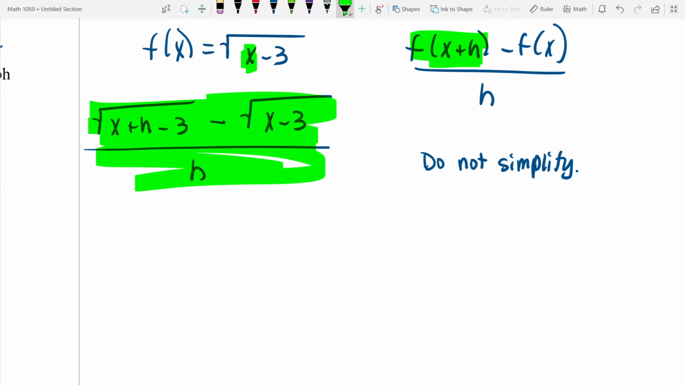Done. That's what it says on the review. The review says do not simplify. So if you're doing a difference quotient with the square root and it says do not simplify, you don't have to rationalize the numerator. If it doesn't say do not simplify, rationalize the numerator. Okay, so look for that word simplify.